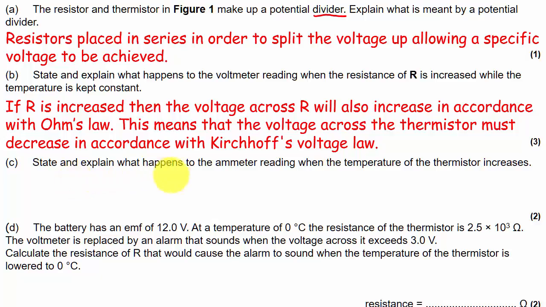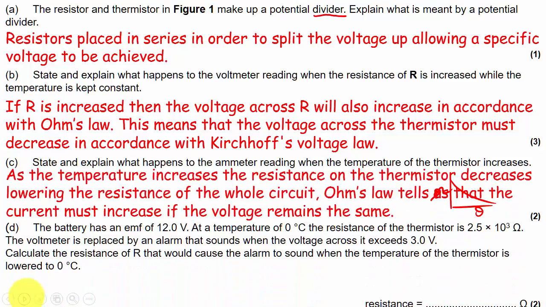Alright, so state and explain what happens to the ammeter reading when the temperature of the thermistor increases. So if you remember, the graph of the thermistor shows resistance in ohms, that it drops as temperature increases, okay? So basically, because the resistance of the thermistor is decreasing, the total resistance of the circuit is also decreasing. So as temperature increases, the resistance of the thermistor decreases, lowering the resistance of the whole circuit, and Ohm's law tells us that the current must increase if the voltage remains the same.